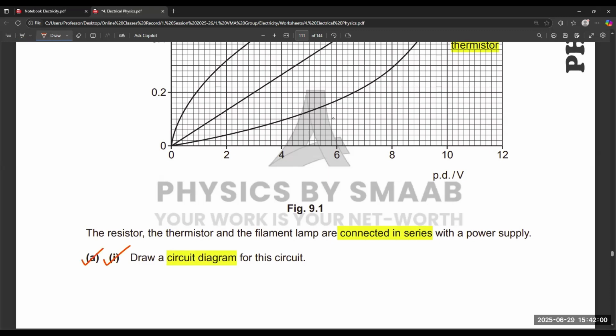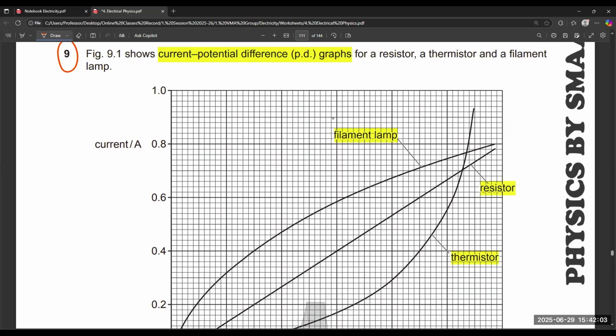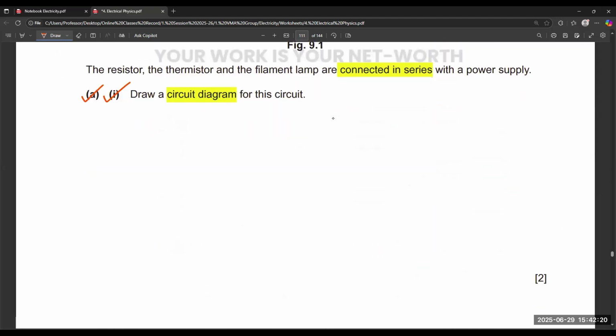So it is very simple. We have a source of potential difference, definitely battery or cells. We have resistor, thermistor, filament lamp, and all are connected in a series combination. A series combination is very easy to draw. Resistor, thermistor, and filament.